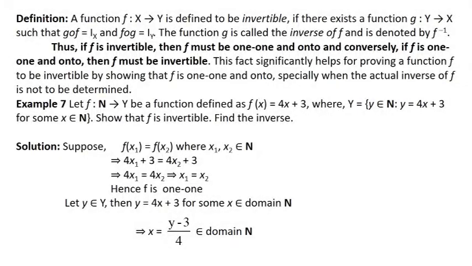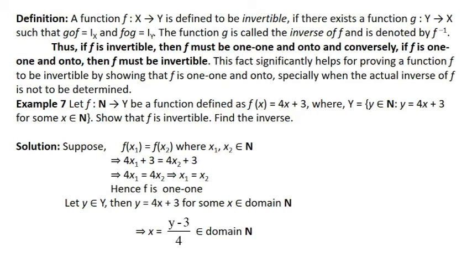Inverse of a function. So the definition is written here. A function f maps X to Y is defined to be invertible if there exists a function g maps Y to X such that gof is equal to IX and fog is equal to IY. The function g is called the inverse of f and is denoted by f inverse. Thus, if f is invertible, then f must be 1-1 and onto, and conversely, if f is 1-1 and onto, then f must be invertible.